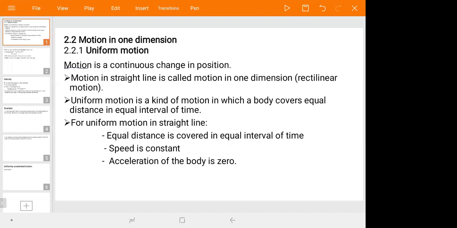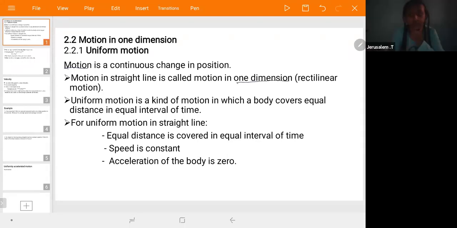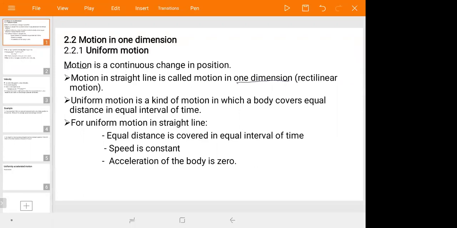And motion in a straight line is called motion in one dimension or rectilinear motion. Again, you know about rectilinear motion. Yes, rectilinear motion is motion along a straight line. Therefore, motion along a straight line is what we call one-dimension motion.